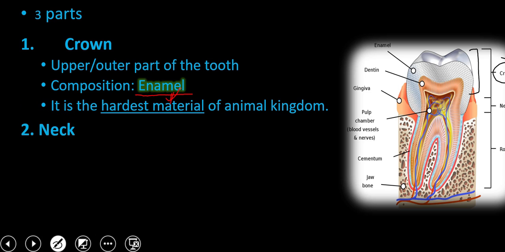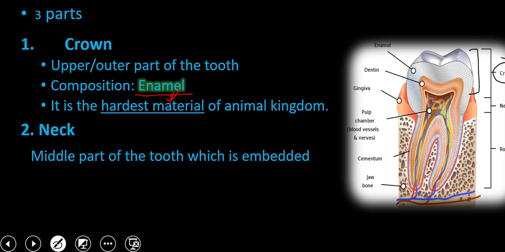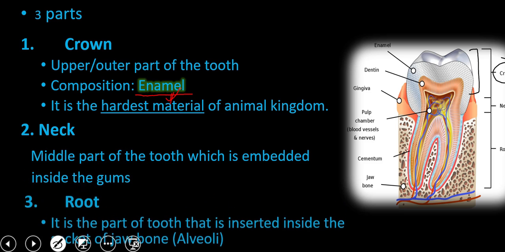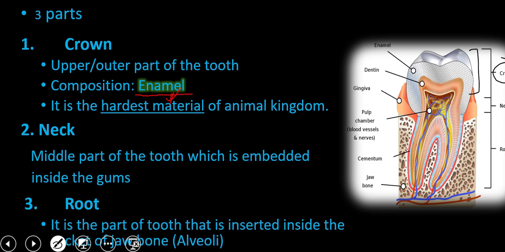Second one is the neck region, the part of the tooth which is embedded in the gums. And root, that is the part which is inserted inside the socket of the jawbone. So this is the bone, the porous part, and up to this part it is called the root. So this is the root which is embedded in bone.